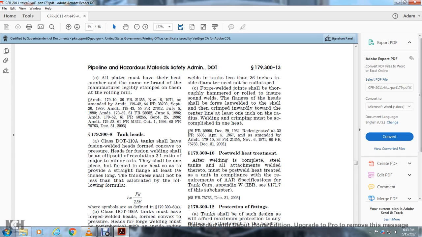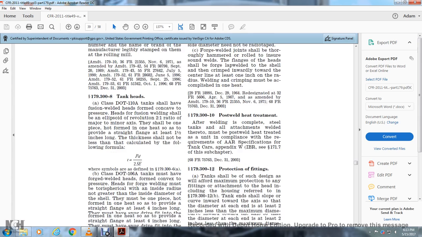179-310 Post-weld heat treatment. After welding is complete, steel tanks and all attachments welded thereto must be post-weld heat treated as a unit in compliance with the requirements of the AAR Specification for Tank Cars, Appendix W, 49 CFR 171.7 of this subchapter.